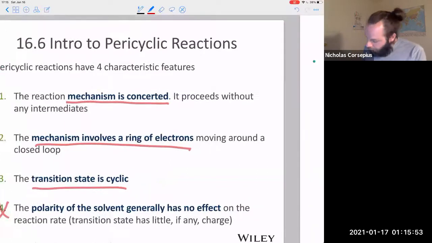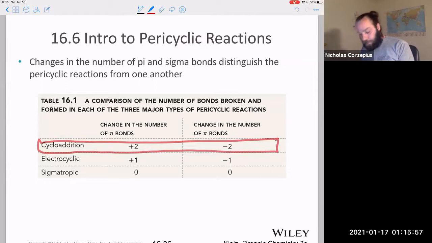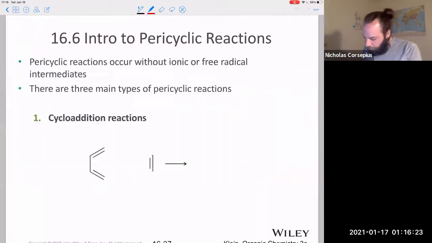Okay, so the first one we're going to focus on is again the Diels Alder, which is a cycloaddition reaction. What we're going to see is that there's going to be a decrease in the number of pi bonds that we get from our reactants to our products, and an increase in the number of sigma bonds. Okay, so this is going to be one of these circular reactions where pi bonds are being broken and new sigma bonds are being formed. Okay, so what does that look like?